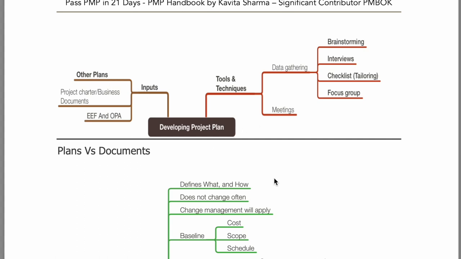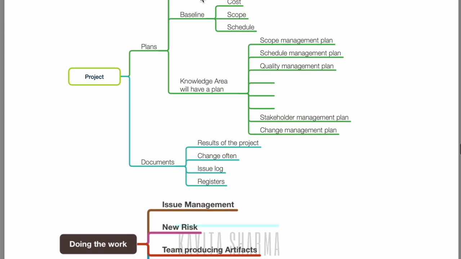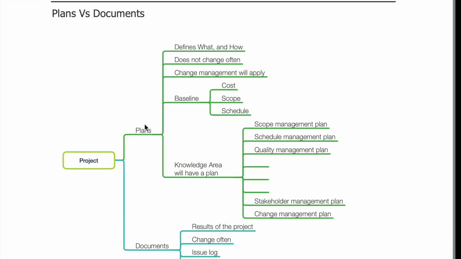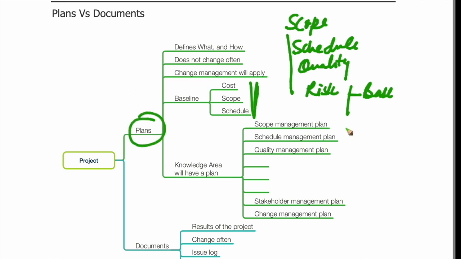How do I develop the project plan? I look at many plans, I work with my team members, and I create a project management plan. You have gone through all of these tools and techniques. We also discussed the difference between what goes in the plan and what becomes a document. So we discussed that there are plans like the scope management plan, requirement management plan, schedule plan. Then we also discussed quality and risk. So we create all these plans. We also have something called baselines. These are the different plans which we discussed, and then we had these baselines.